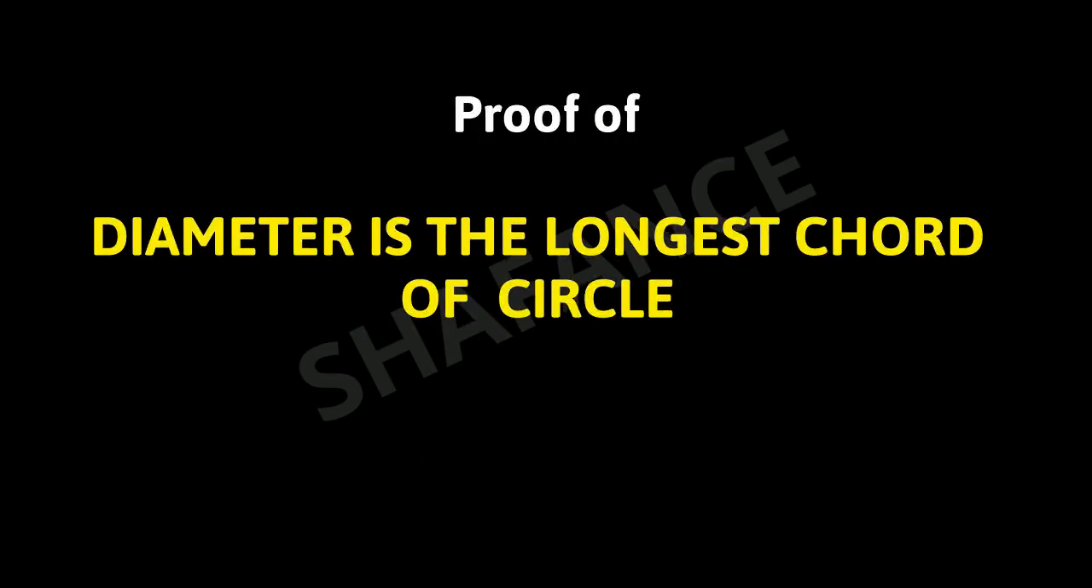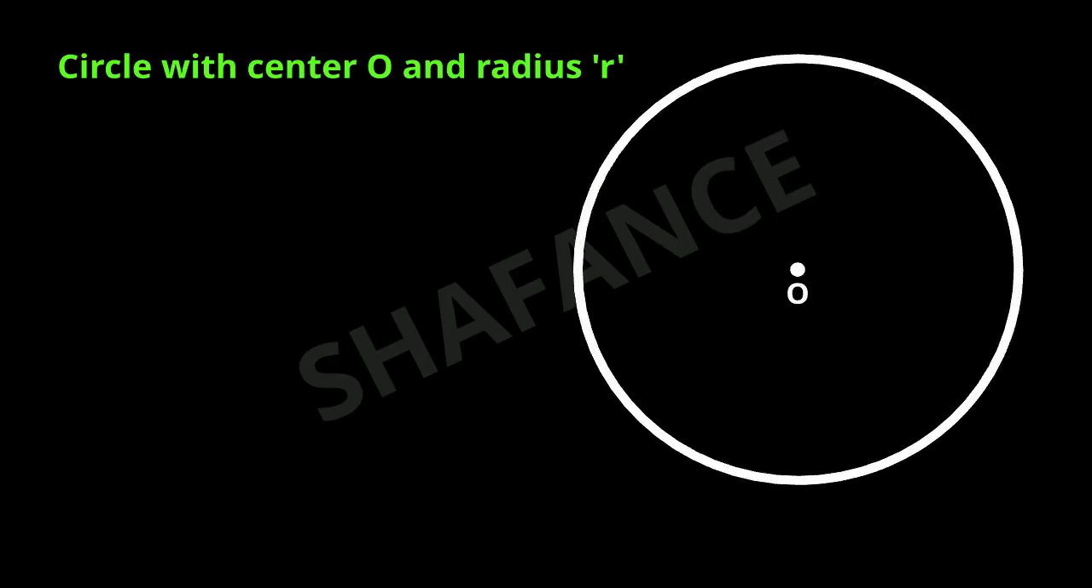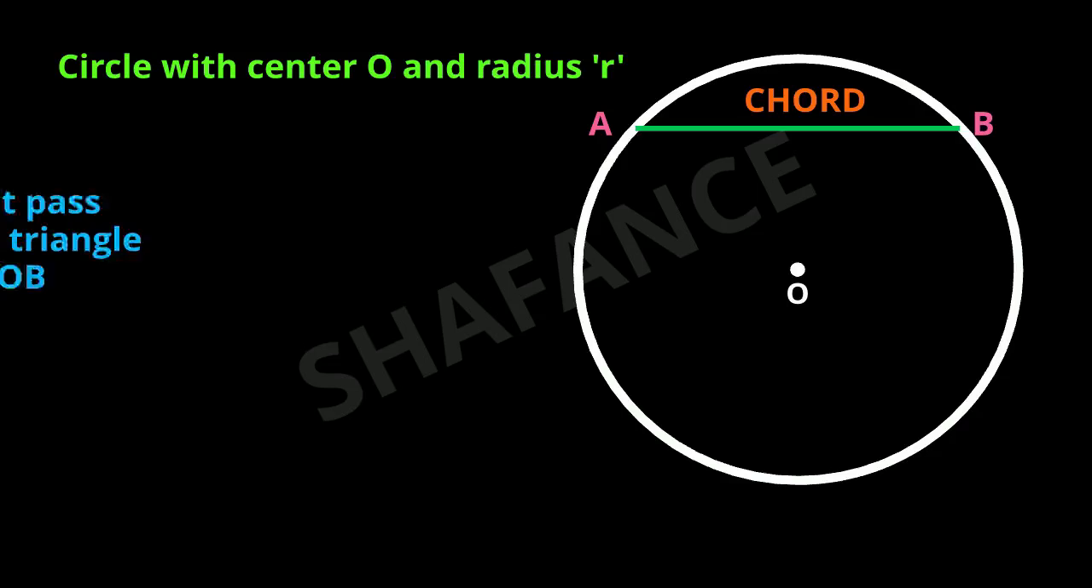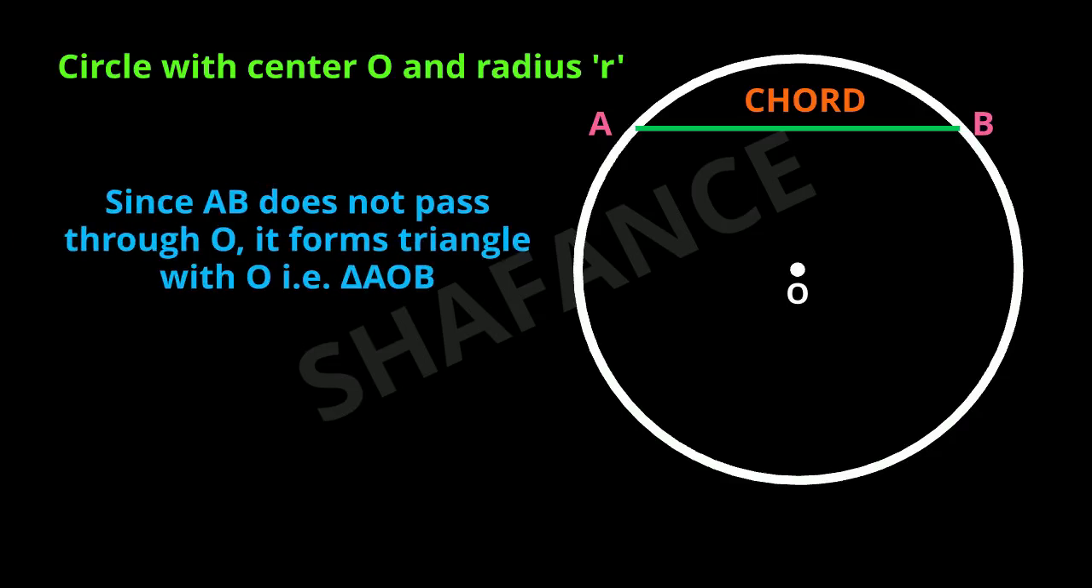Next, we will see the proof that the diameter is the longest chord of the circle. Now let us draw a circle with center O and radius equal to small r. First, we will see the length of the chord of the circle. So let us draw a chord AB which does not pass through the center. Since AB does not pass through O, we can form a triangle AOB.